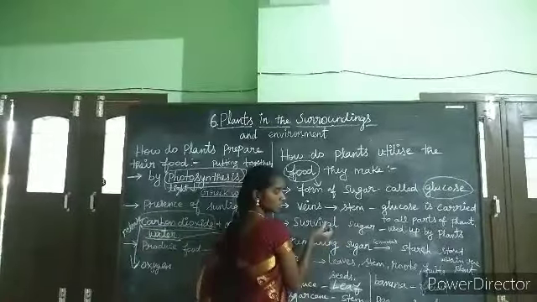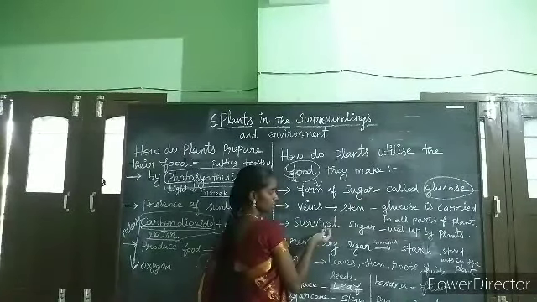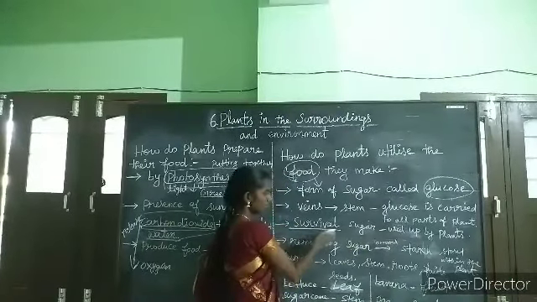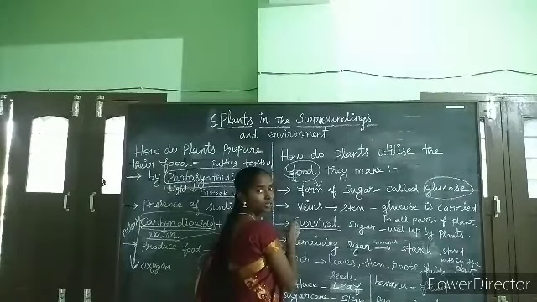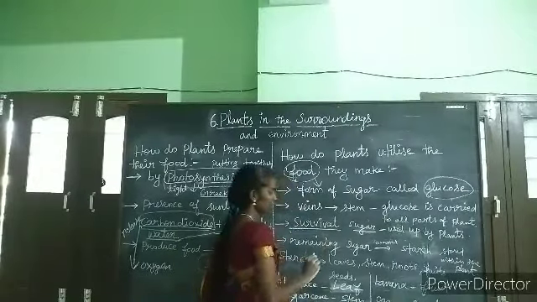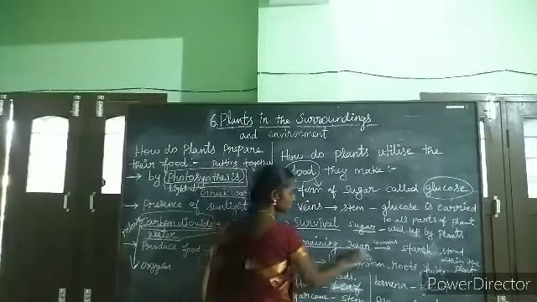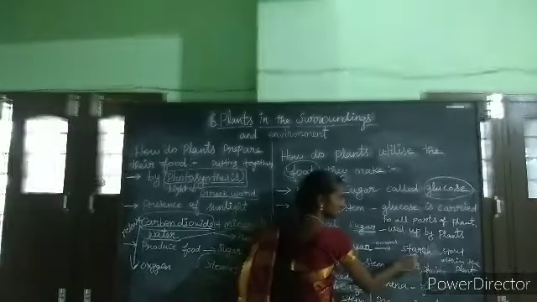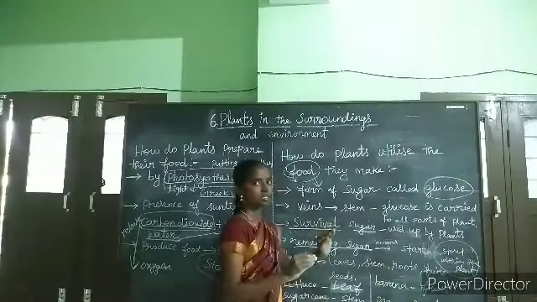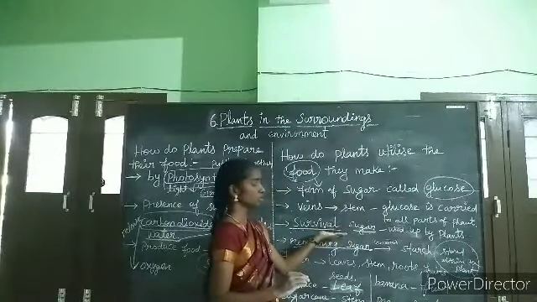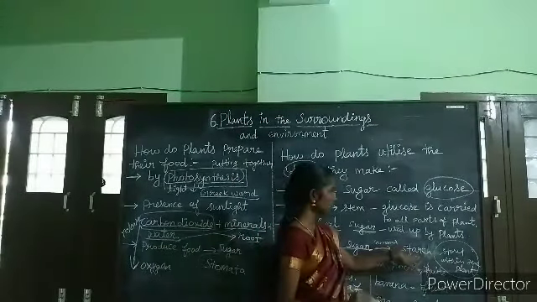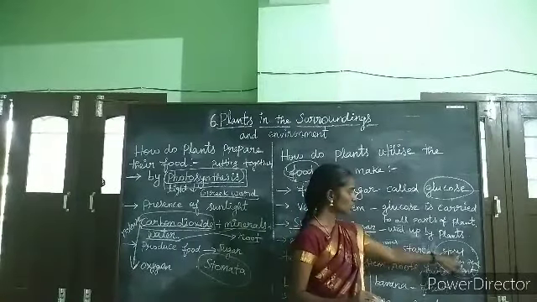Okay. Some glucose, some sugar, the plant will use for survival. The remaining sugar is converted into starch and stored within the plant. Some glucose the plant will use to survive, and some remaining sugar or glucose is stored within the plant.